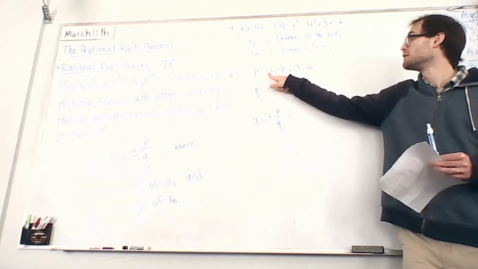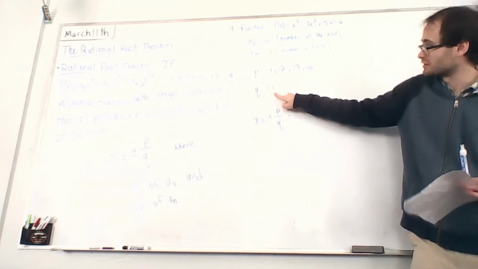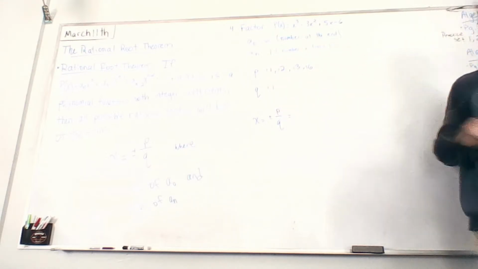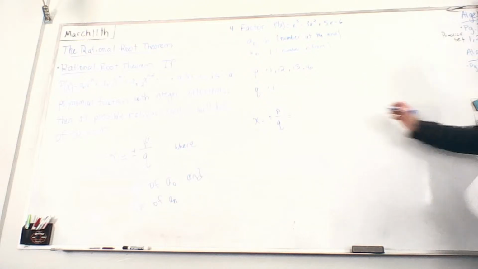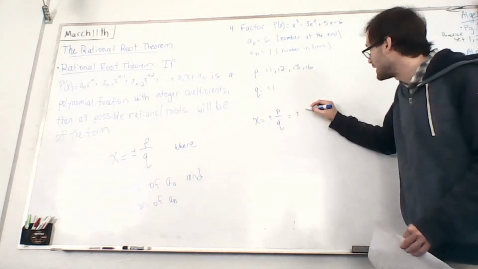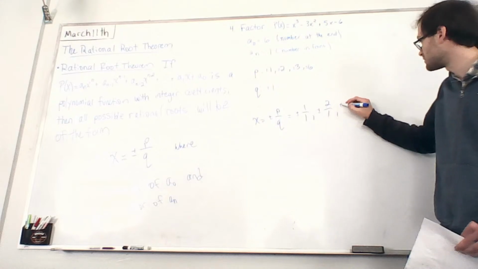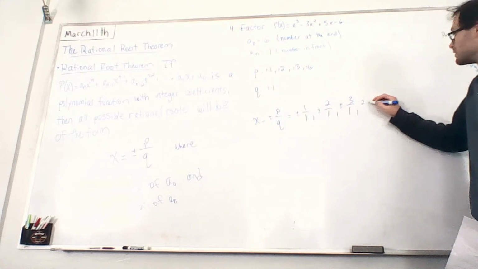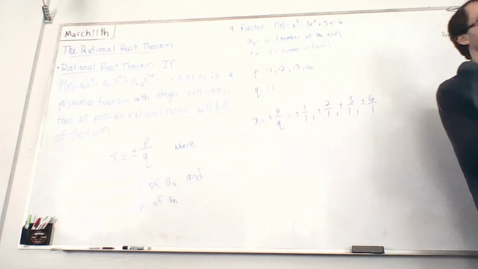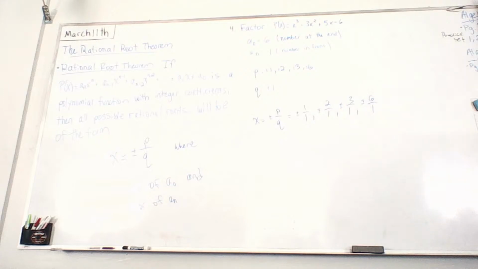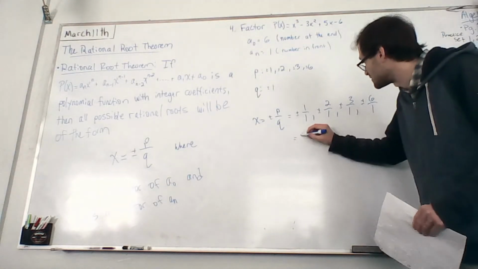Start with the first one over this, second one over that, third one over that, and so on and so forth. I would write that down, yes. So these are all going to be plus minus 1 over 1, plus minus 2 over 1, plus minus 3 over 1, plus minus 6 over 1. And as y'all just told me, that simplifies very nicely.